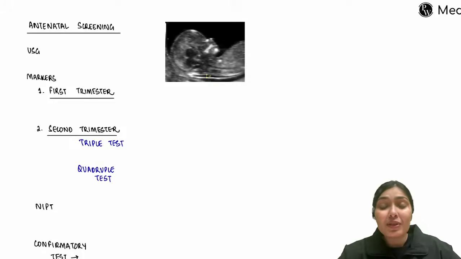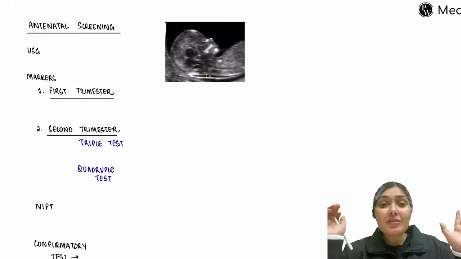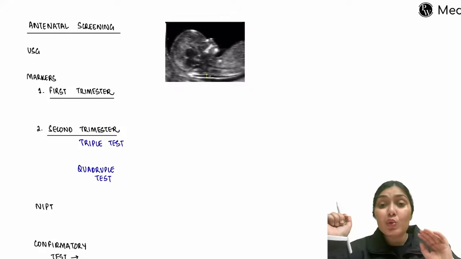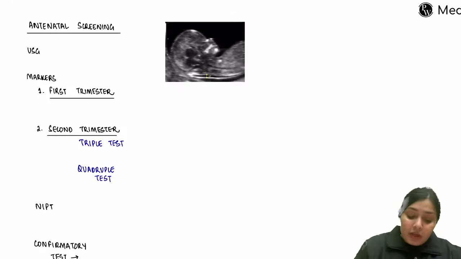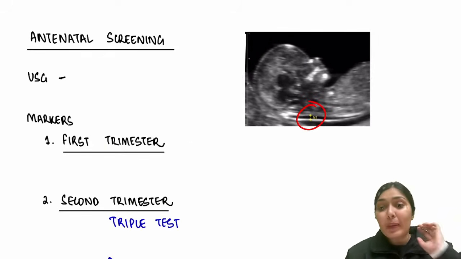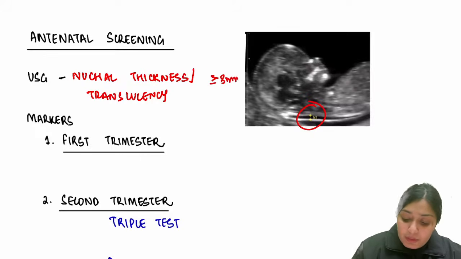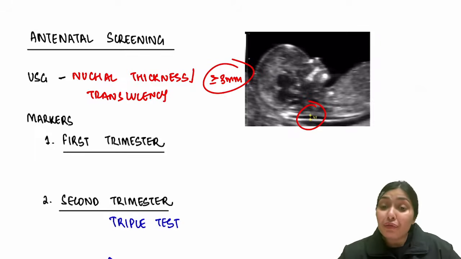What do we check in antenatal screening? We have certain markers in the first trimester and certain markers in the second trimester. In the first trimester, the easiest one to pick is ultrasound. What do we check in ultrasound? We look at the back of the neck, that is the nuchal thickness or nuchal translucency. We are checking the back of the neck of this child. If the nuchal translucency is more than or equal to 3 mm, that is considered suggestive of Down syndrome.